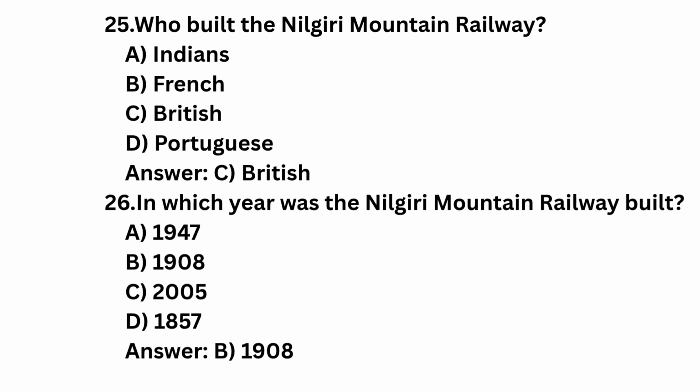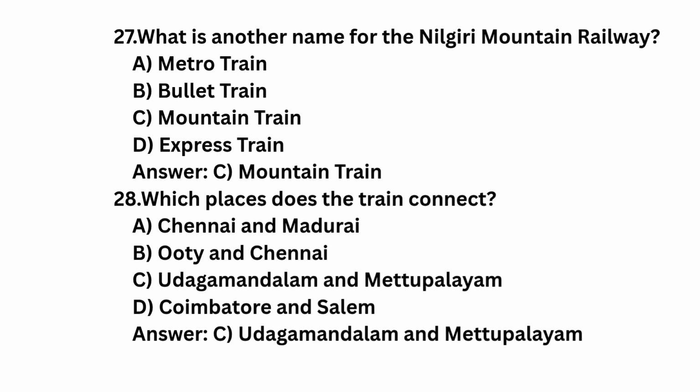Who built the Nilgiri Mountain Railway? Indians, French, British, Portuguese. Answer C. British. In which year was the Nilgiri Mountain Railway built? 1947, 1908, 2005, 1857. Answer 1908. What is the other name of Nilgiri Mountain Railway? Metro train, bullet train, mountain train, express train. Answer mountain train.